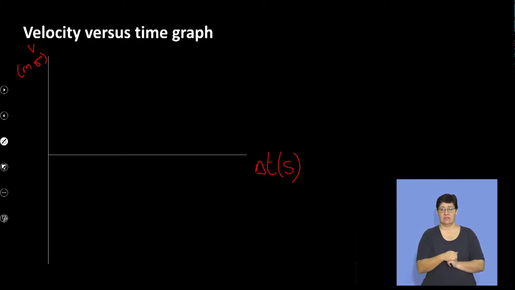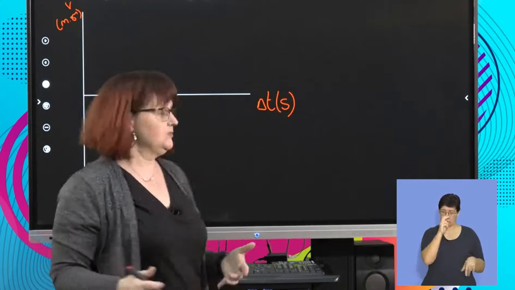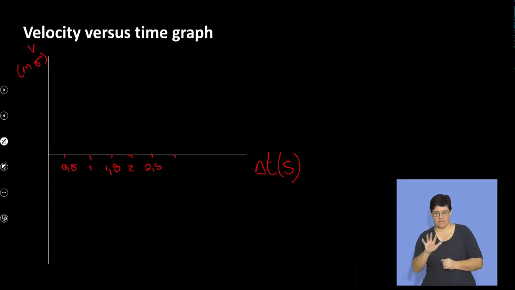Now, for me to do it completely accurate is a little difficult on the board because I don't have a ruler. You really do need to practice doing this properly. So we had time frames that were 0.5, 1, 1.5, 2, 2.5, 3, 3.5, 4. Okay?